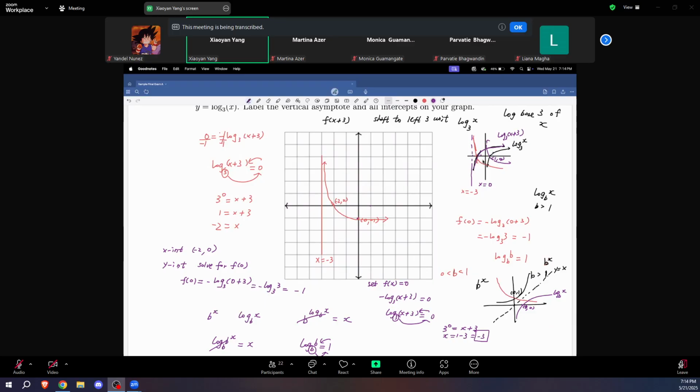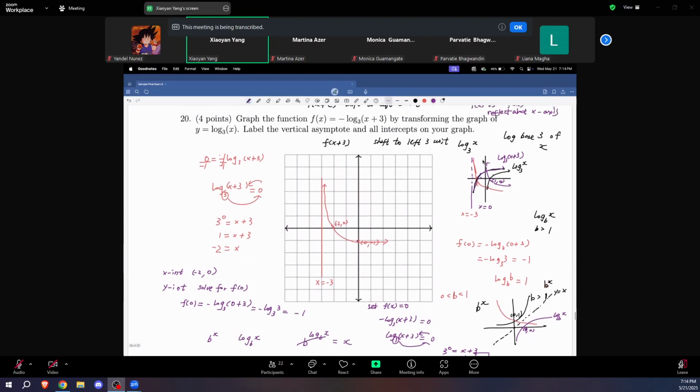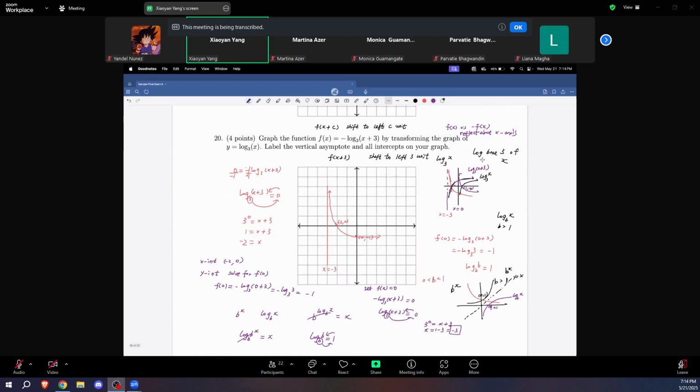I guess this will be on the final. Especially the log function and exponential function will be on the final. Anything else?